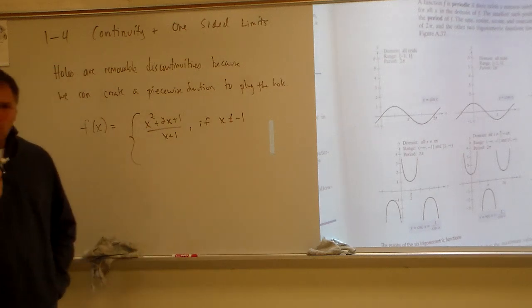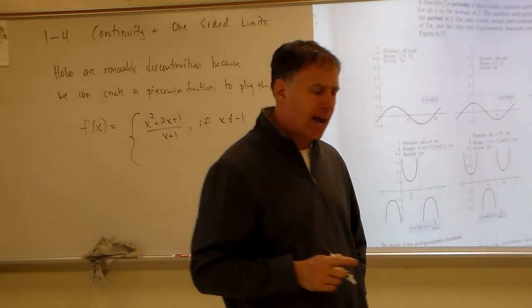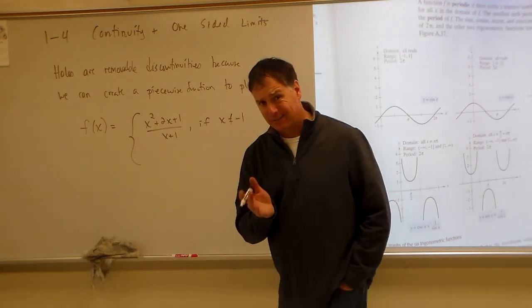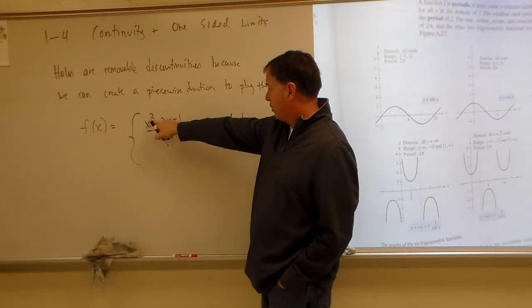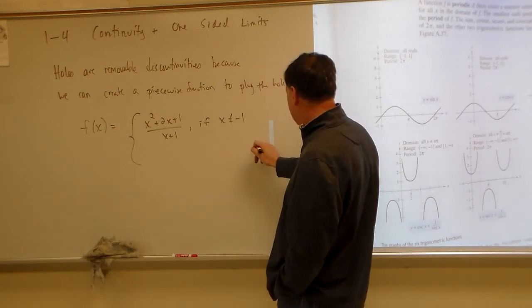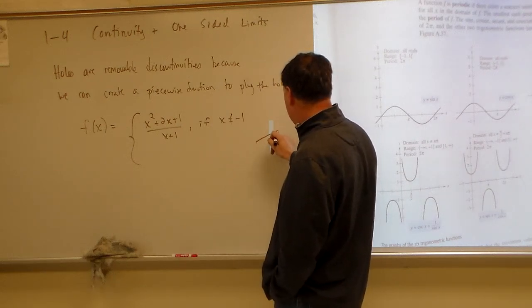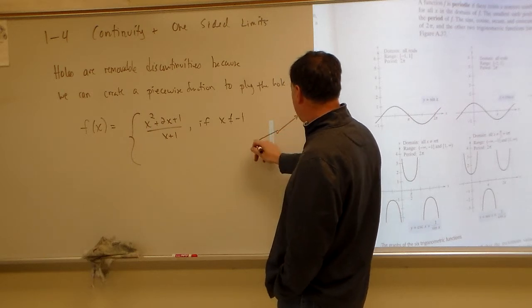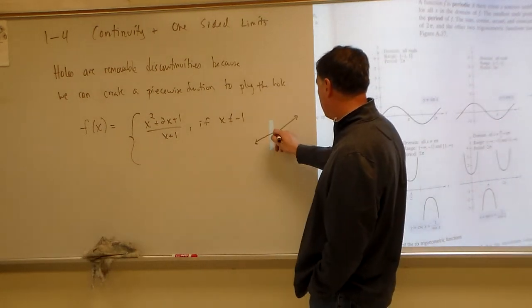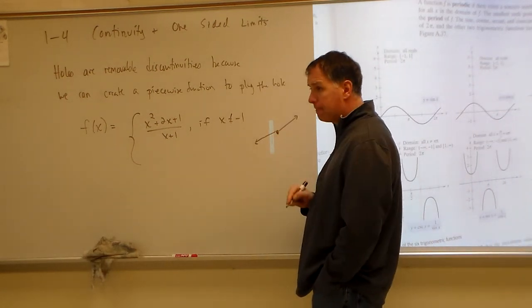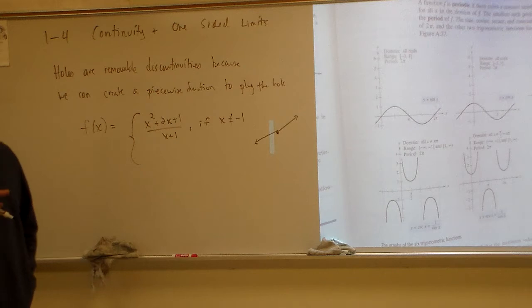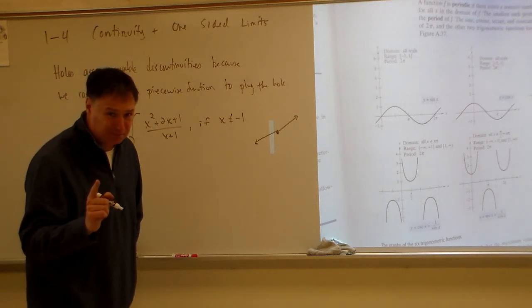So let's think about what we have. We have this function, and I have no idea what it's going to look like, other than, if I'm taking something that's an x squared and dividing by an x, I'm going to get an x to the first power. So I'm going to get something that looks like a line. And then at negative 1, I'm going to have a hole. So what I need to do is come up with a piecewise function that's going to fill this hole.